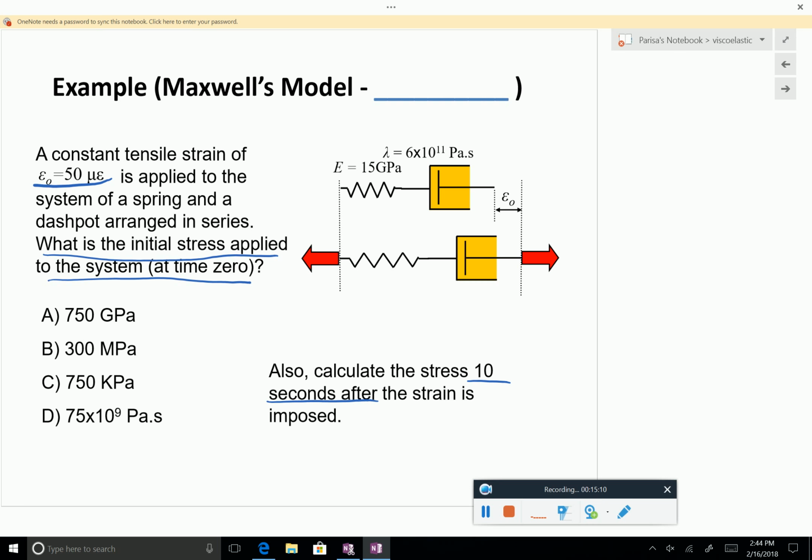So this is not a creep problem anymore. We keep the strain constant, and we want to see what happens with stress. So it is a relaxation problem. I suggest that you draw the relaxation curve for Maxwell, put the formula, everything probably comes from the notes, and then everything becomes a lot more clear. Go back to the notes a few pages before. Draw the diagram.